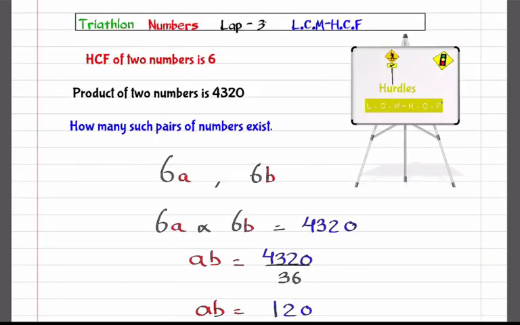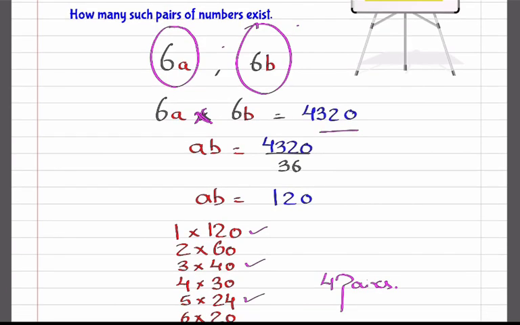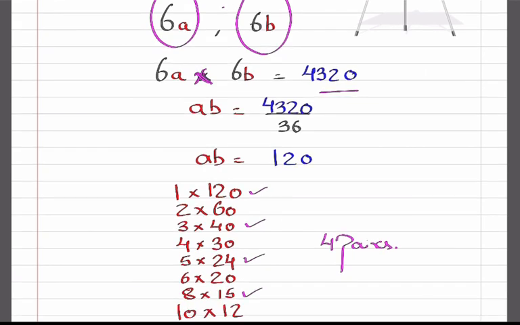Again, this is one more problem. HCF of two numbers is 6. Product of two numbers is 4320. How many such pairs of numbers exist? Okay. So he is asking me how many such pairs of numbers exist. So if HCF is 6, one number could be written as 6 into A, other number could be written as 6 into B. But I know the product of two numbers, which means 6A into 6B is nothing but 4320. So A into B is equal to 4320 divided by 36. So A into B is equal to what now? 120.